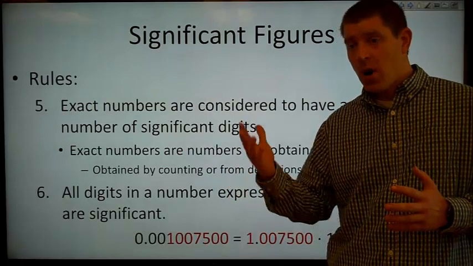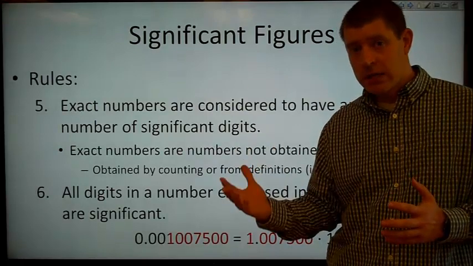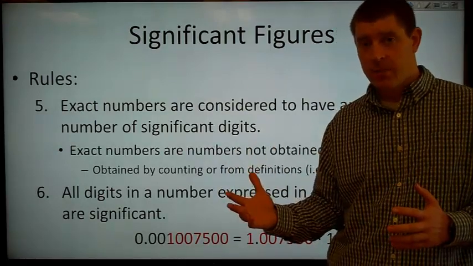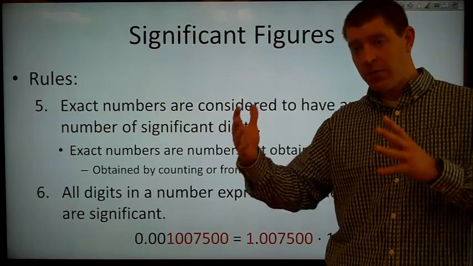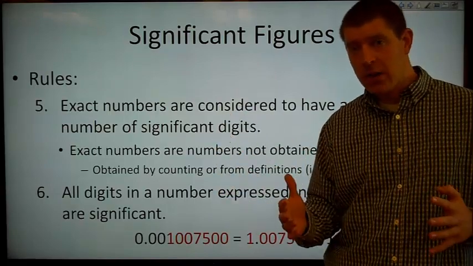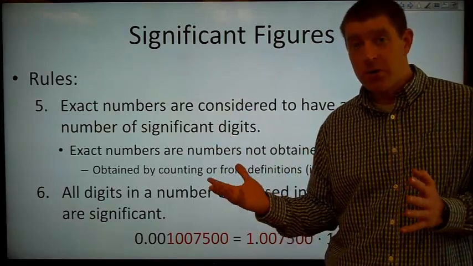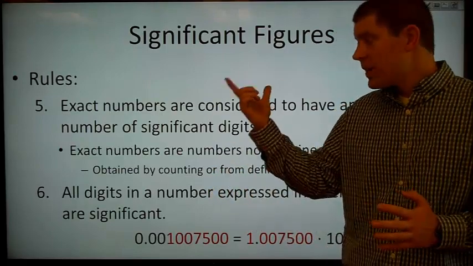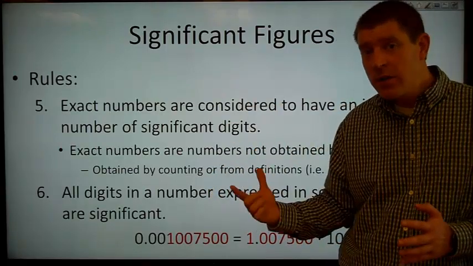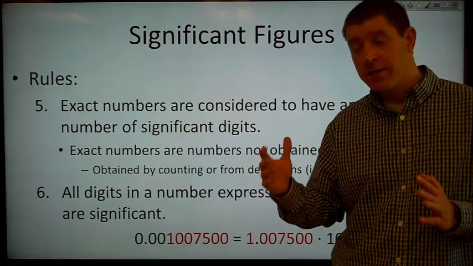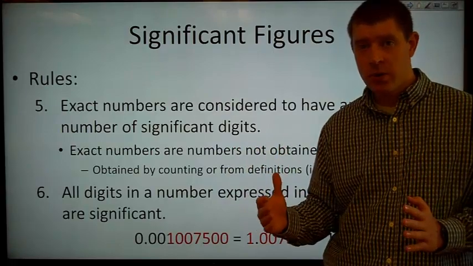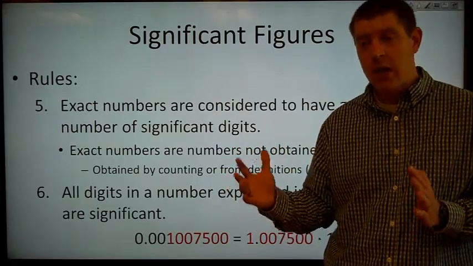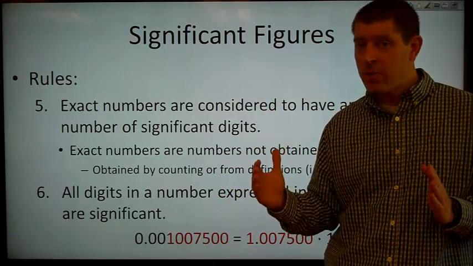Measurements are never exact. They can't be, because we're always comparing some physical object against a scale. We can't be exact with that because it's our interpretation. But counted numbers are exact. If I'm counting the number of people in a room, assuming I haven't made any mistakes, I know exactly how many people are in the room.